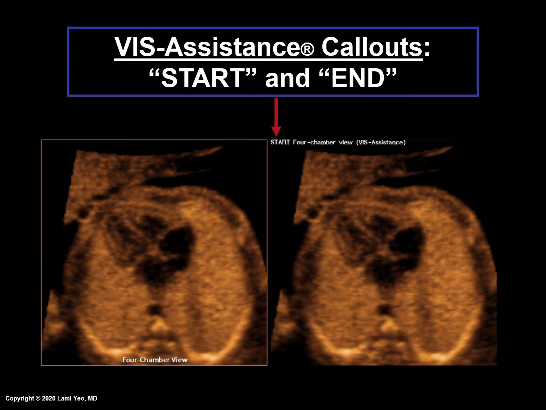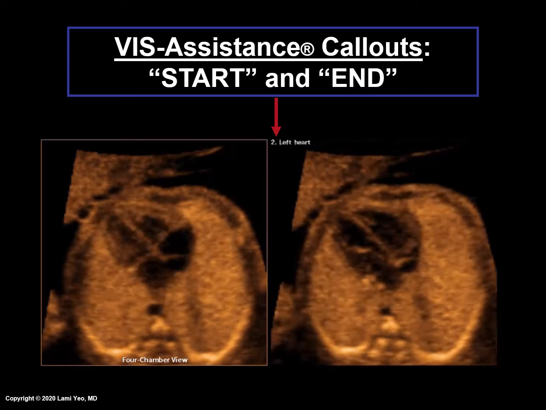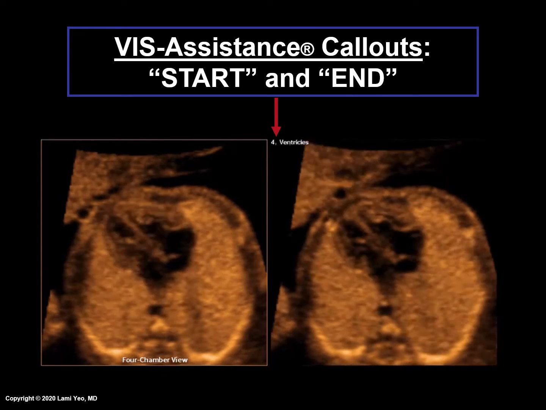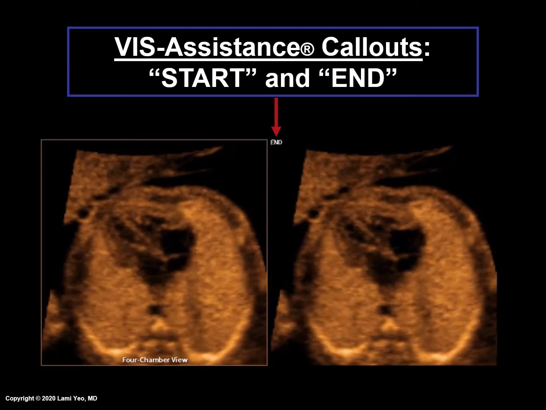During all VISA video clips, automatic navigational movements, which are indicated by their respective callouts, will occur throughout. Once the last VISA frame is reached, the callout will state end, indicating that the video clip is finished playing. The video clip will then automatically replay again from the beginning. This is not shown here.